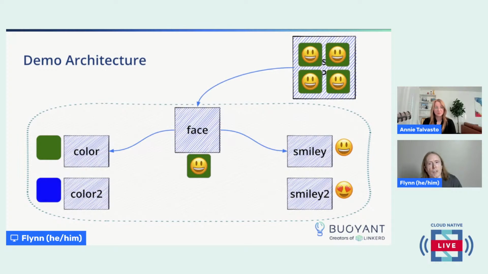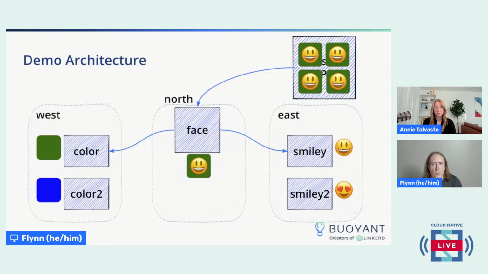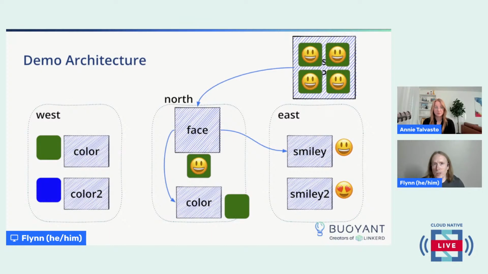What we're going to do that's different for this demo is we're splitting that into 3 separate clusters. So instead of having them all in one cluster, we have face in the north cluster, named because it's the one that's taking all the north-south traffic. We have smiley in the east cluster and color in the west cluster. We're actually going to start off with a color workload in the north cluster as well, so that we can show some stuff that's kind of interesting. To get back to the question about why in the world would you want to do this?